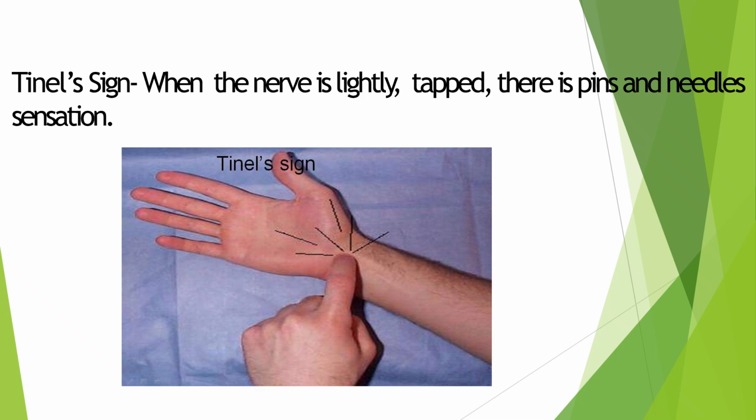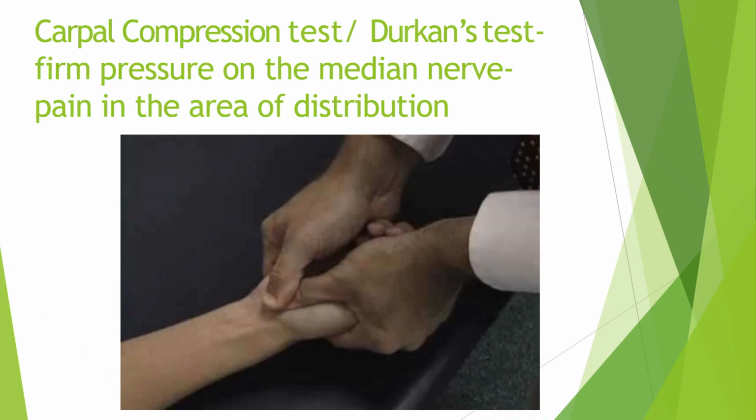Tinel's sign: when the nerve is lightly tapped, there are pins and needles or a tingling sensation along the supply of the median nerve. Another test is called the carpal compression test or Durkan's test, where firm pressure on the median nerve results in pain in the area of distribution.